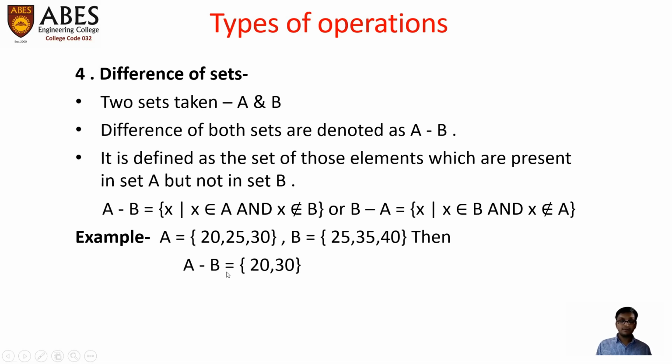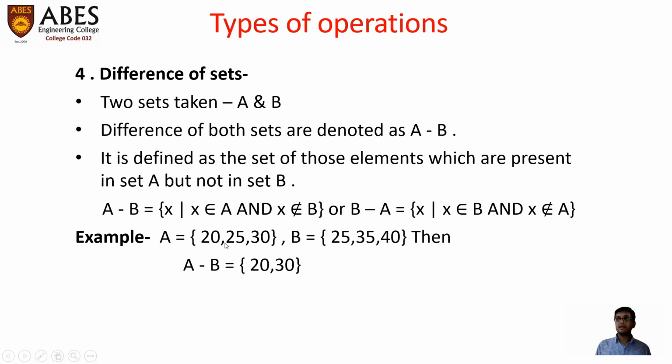But after performing set difference, it will consider those elements which are present in set A but not in B. So I will consider 20 and 30. But why have I not taken 25? Because 25 is a common element.